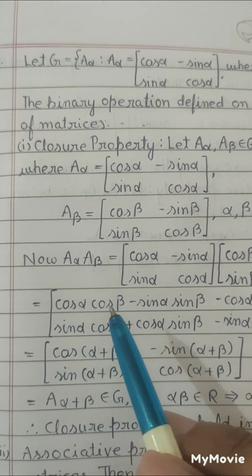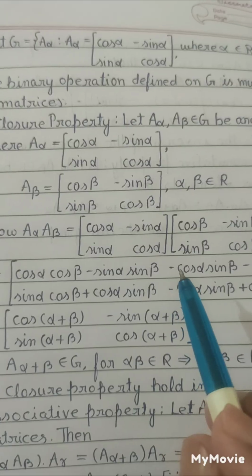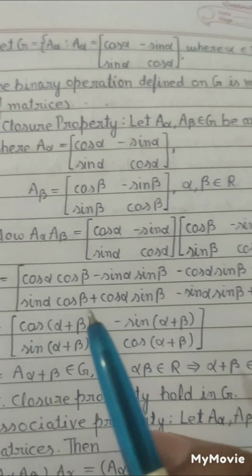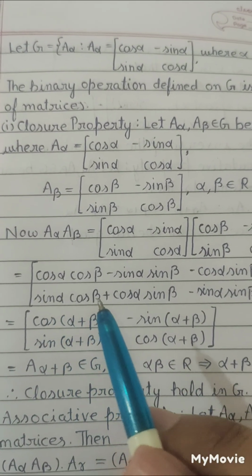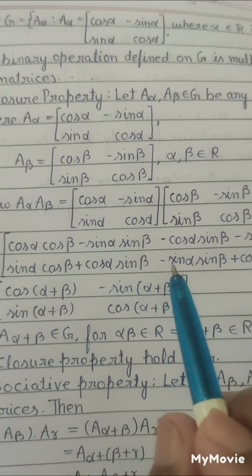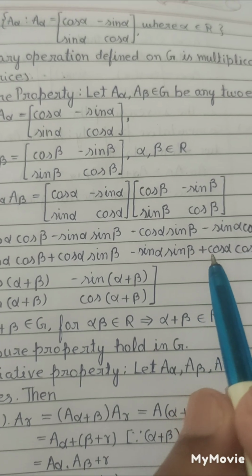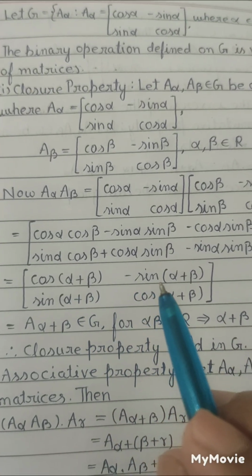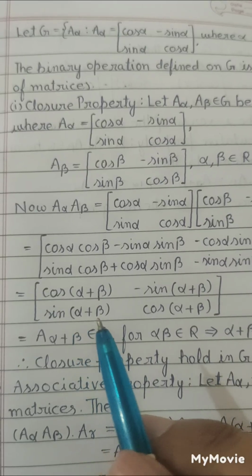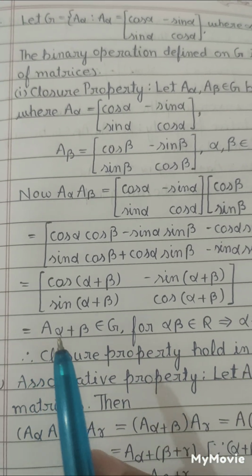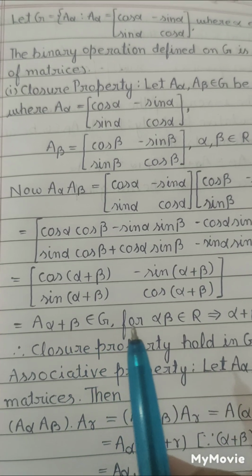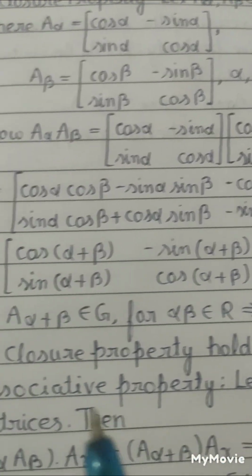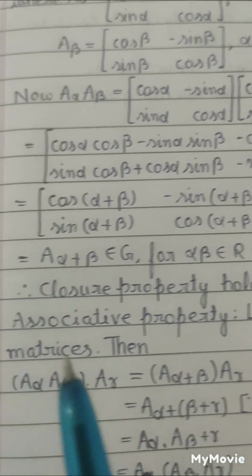sin beta, cos beta] equals [cos alpha cos beta minus sin alpha sin beta, minus sin alpha cos beta minus cos alpha sin beta; sin alpha cos beta plus cos alpha sin beta, minus sin alpha sin beta plus cos alpha cos beta], which equals [cos of alpha plus beta, minus sin of alpha plus beta; sin of alpha plus beta, cos of alpha plus beta], which equals A alpha plus beta, and belongs to G, for alpha, beta belonging to R, which implies alpha plus beta belongs to R. So the closure property holds in G.